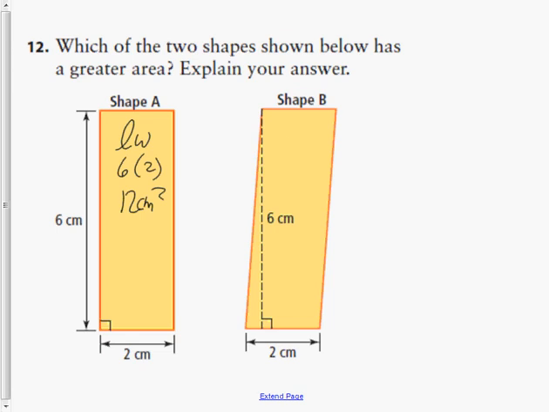Base times height is your different formula for a parallelogram. Your base is 2, your height is 6. You also have 12 centimeters squared. So the answer is they are the same area.